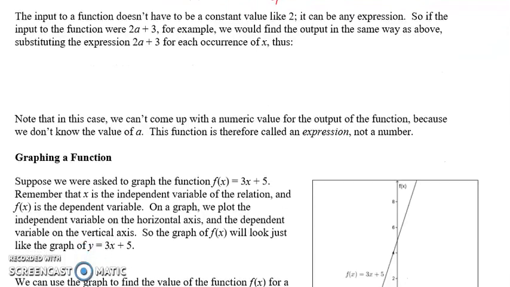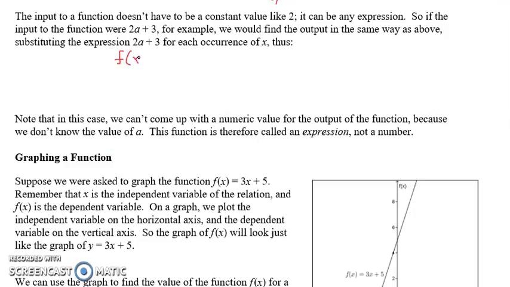The input to a function doesn't have to be a constant value like 2. It can be any expression. So if the input to a function were 2a plus 3, for example, we would find the output in the same way as above, substituting the expression 2a plus 3 for each occurrence of x. Let's do that.